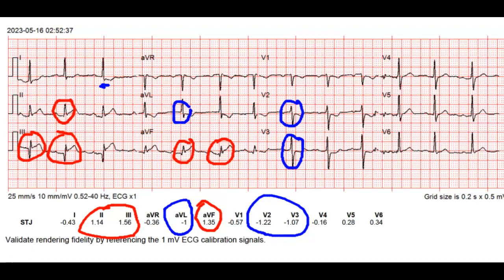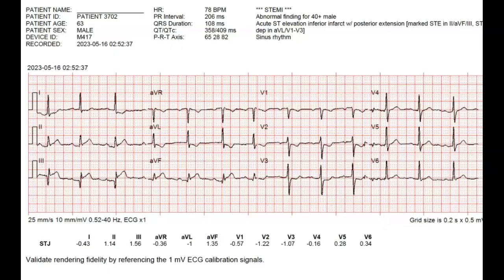And we'll pause here and take a look at the computer reading for comparison. There you go. Computer's reading it as ST segment elevation MI with elevation inferiorly, posterior extension. And you can see the rate and interval and QRS axis estimates that we had were accurate as well. So that's the EKG for M417 on May 16, 2023.